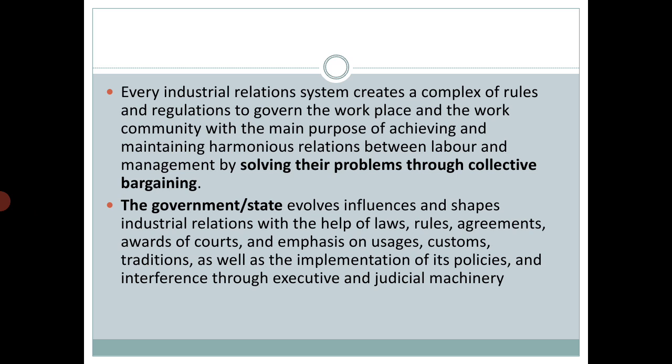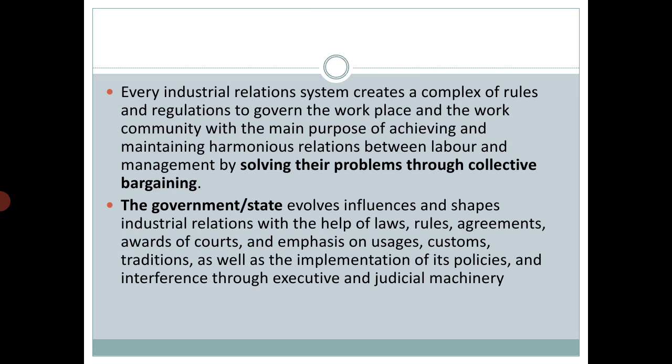Every industrial relation system creates a complex of rules and regulations to govern the workplace and the work community with the main purpose of achieving and maintaining harmonious relations between labor and management by solving their problems through collective bargaining. The government or state evolves, influences, and shapes industrial relations with the help of laws, rules, and agreements, awards of the courts, and emphasis on usages, customs, traditions, as well as the implementation of its policies and interference through executive and judicial machinery.